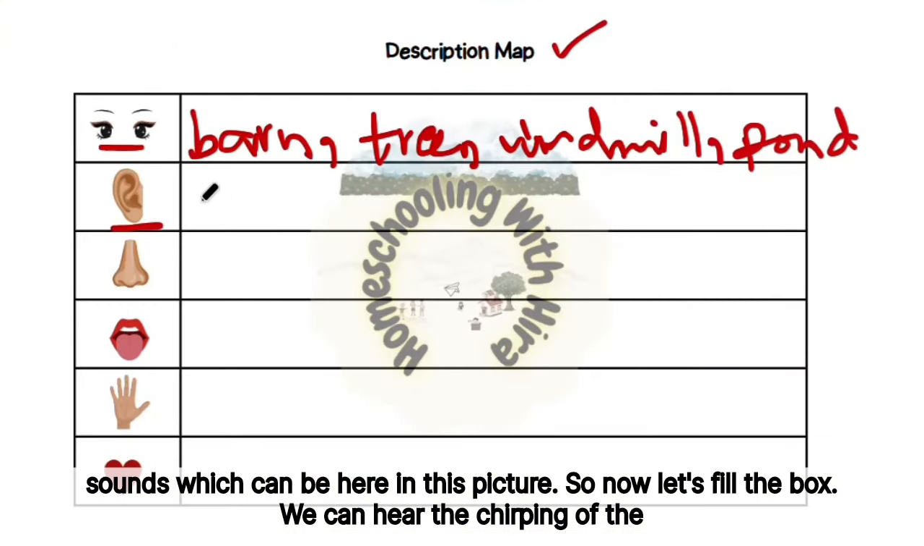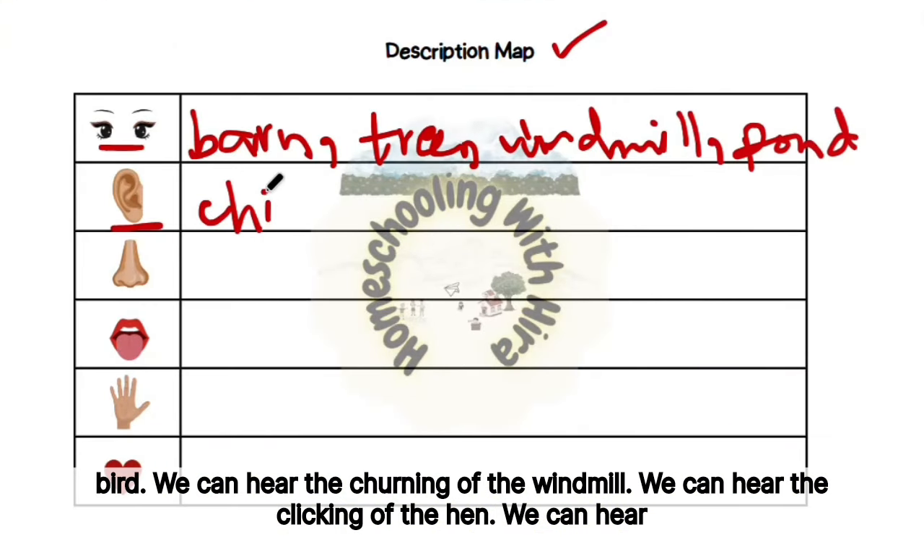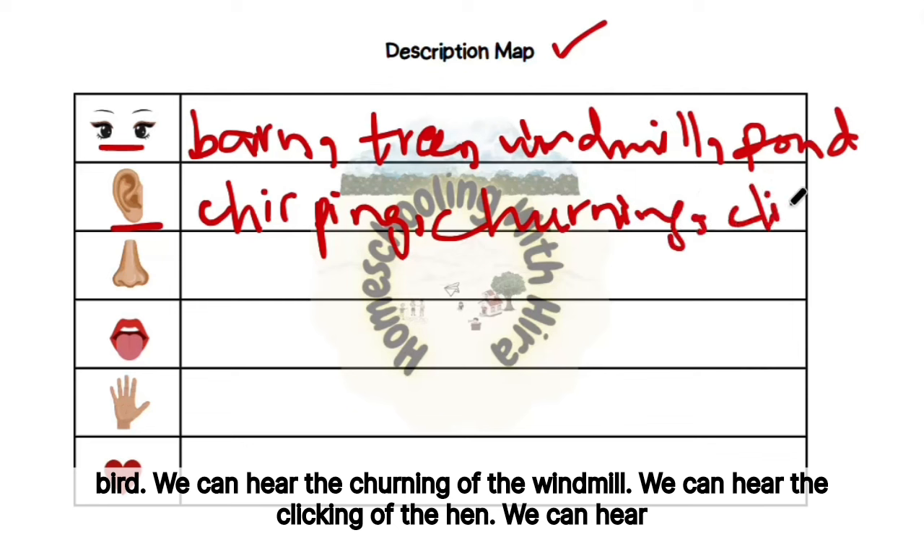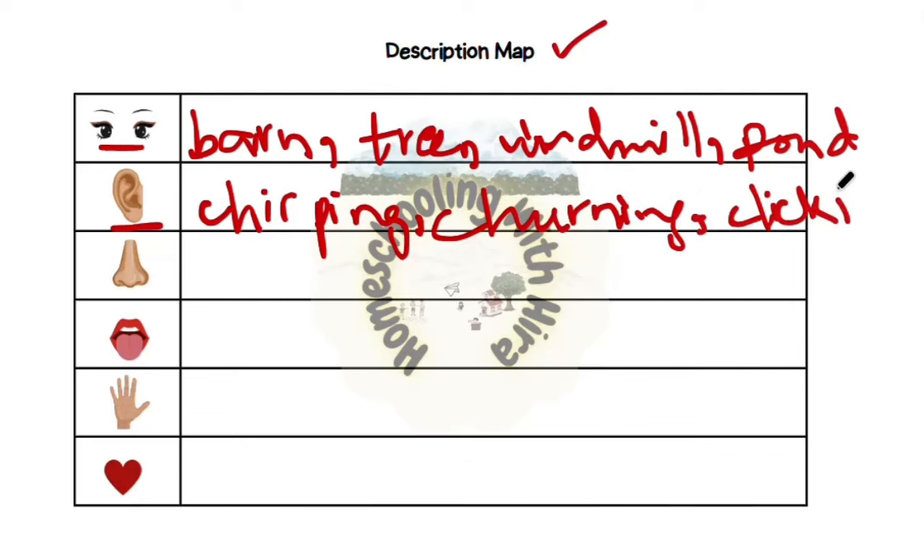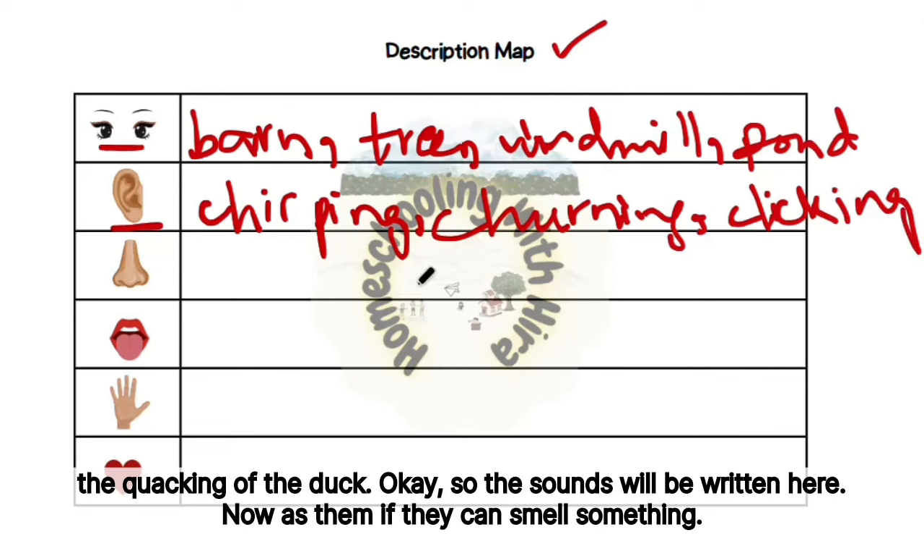So these are some sounds which can be here in this picture. So now let's fill the box. We can hear the chirping of the birds. We can hear the churning of the windmill. We can hear the clucking of the hen. We can hear the quacking of the duck. Okay, so the sounds will be written here.